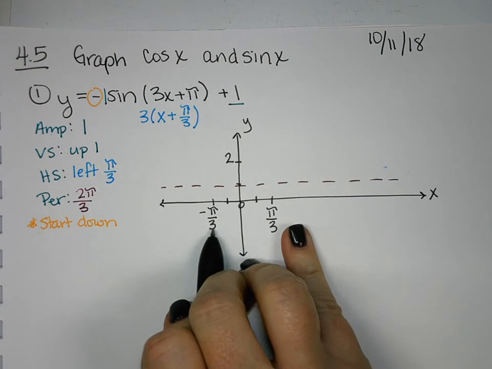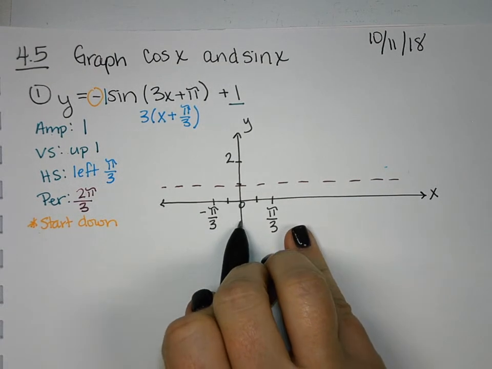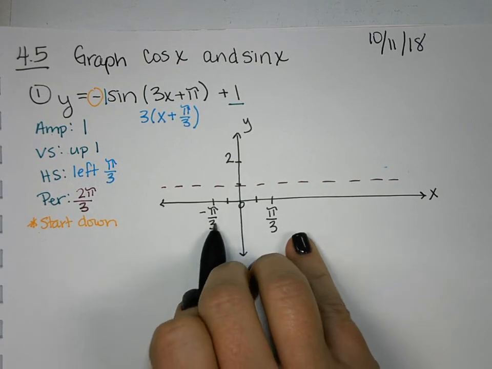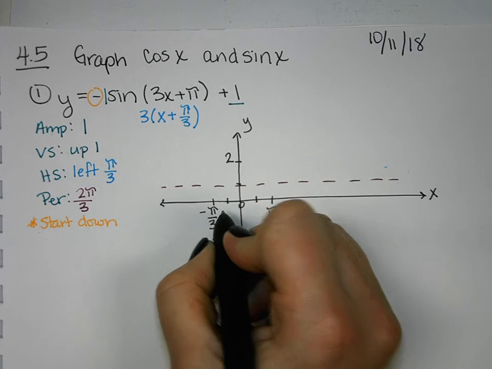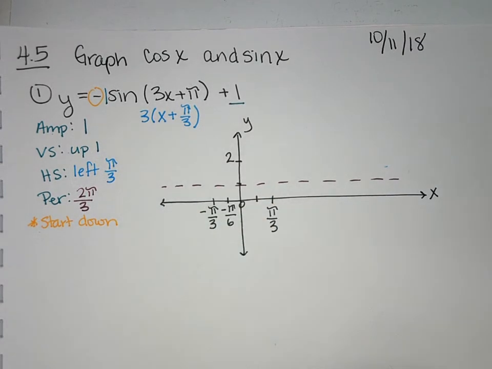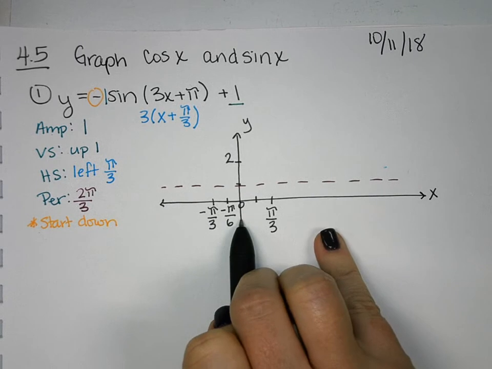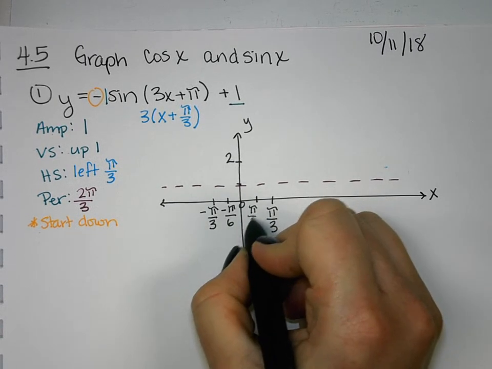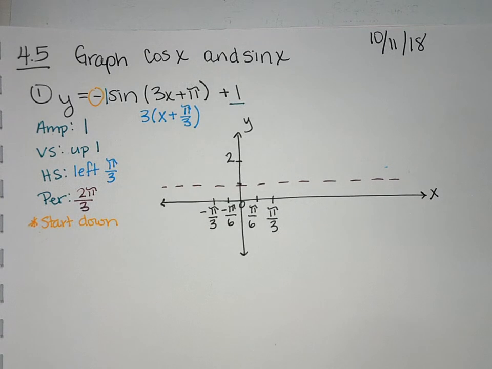So we have to think, what's halfway between negative pi over 3 and 0? If you add those together and divide by 2, you'd get negative pi over 6. What's halfway between 0 and pi over 3? Positive pi over 6. So these will be our key points for our graph.